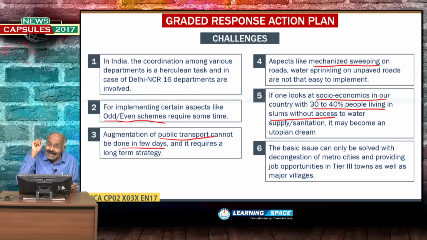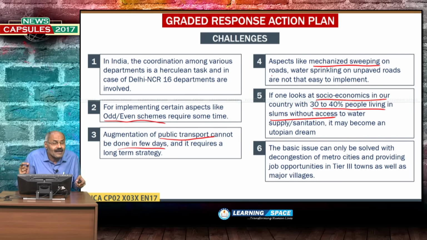The basic issue can be solved only with the decongestion of metro cities and providing job opportunities in tier 3 towns as well as major villages. Already the government is coming up with several measures. I am not denying those things. The government is expanding metro, and another important aspect is we are switching over to stringent pollution control norms for vehicle emissions with the implementation of Bharat Stage 4 and Bharat Stage 6. So the government is doing a lot, but the basic problem lies in decongestion of our cities.